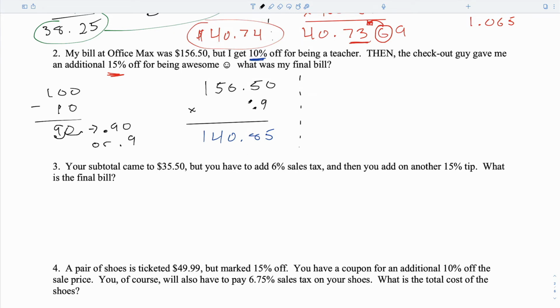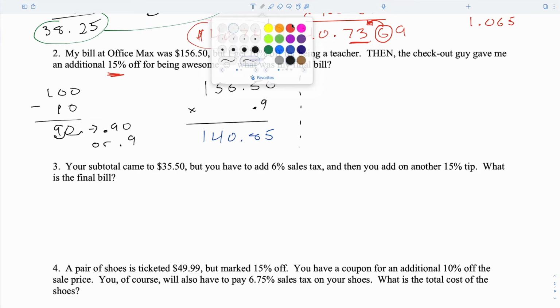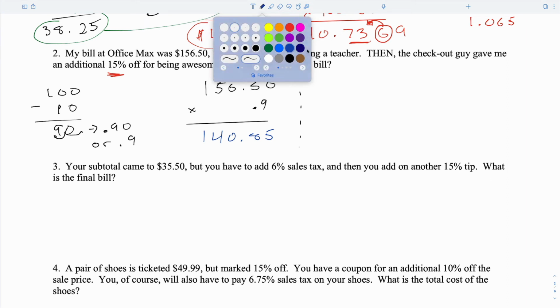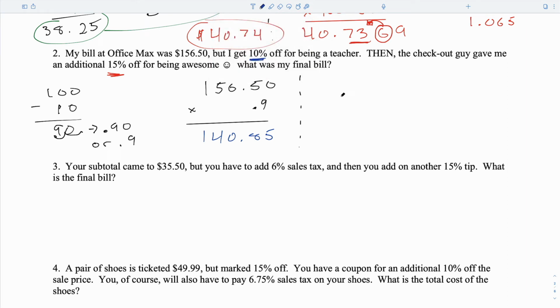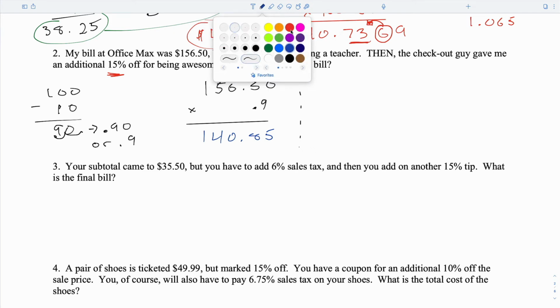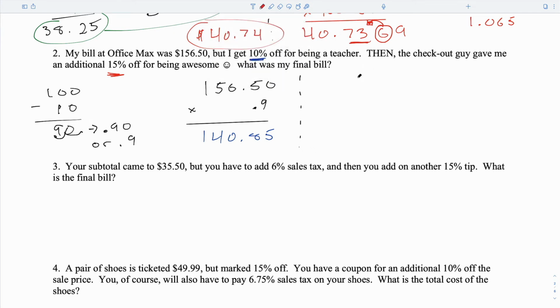No. Why not, Grant? We still have a second percent. So we're going to go to the second part and use 15% off. It's still a markdown. I don't take the original price. I take the new price. Taylor, what is my new price?